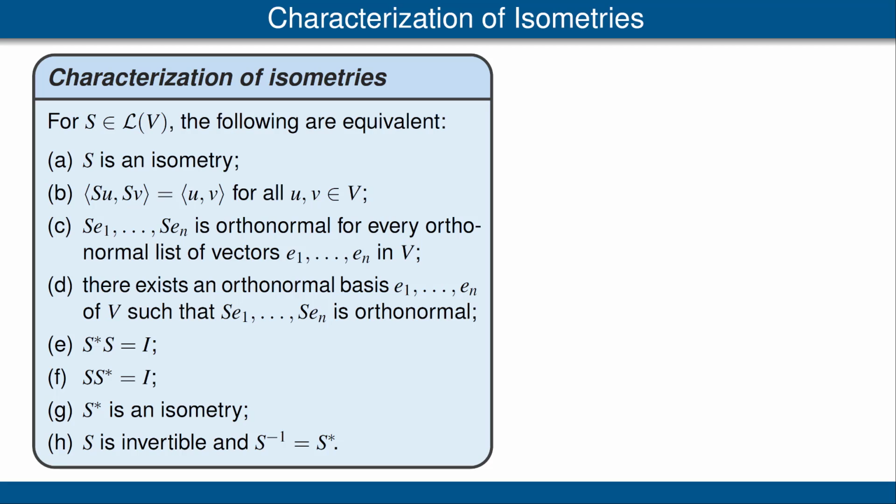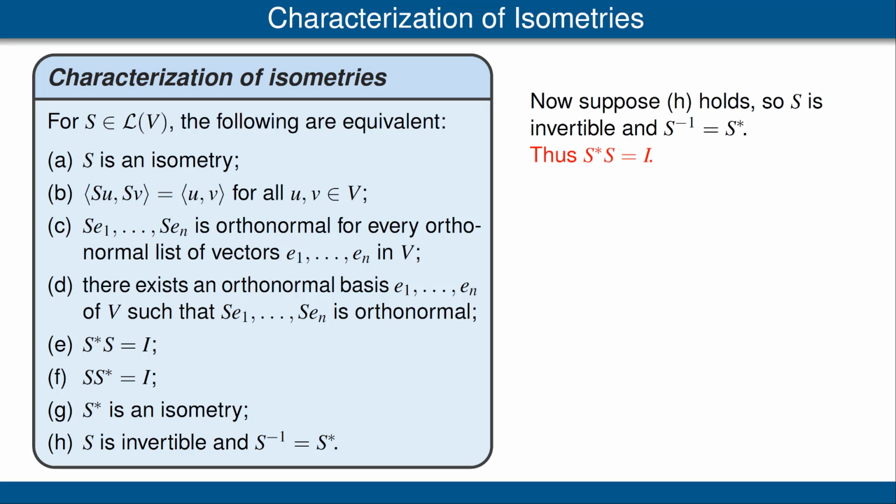We are now ready to prove the last implication. Suppose that H holds, meaning that S is invertible and the inverse of S is equal to the adjoint of S. Thus S star S is equal to the identity operator. Suppose V is a vector, then the norm squared of S of V is equal to S of V inner producted with S of V.